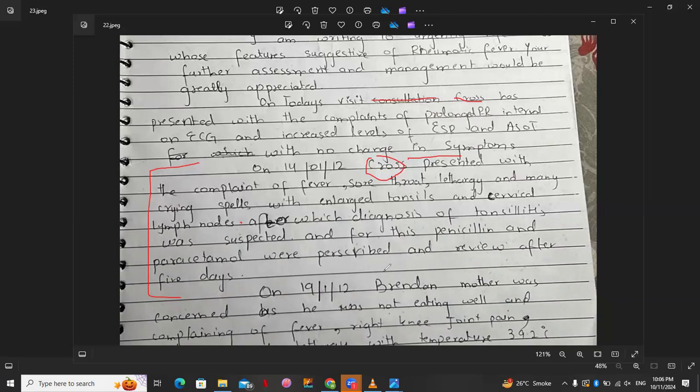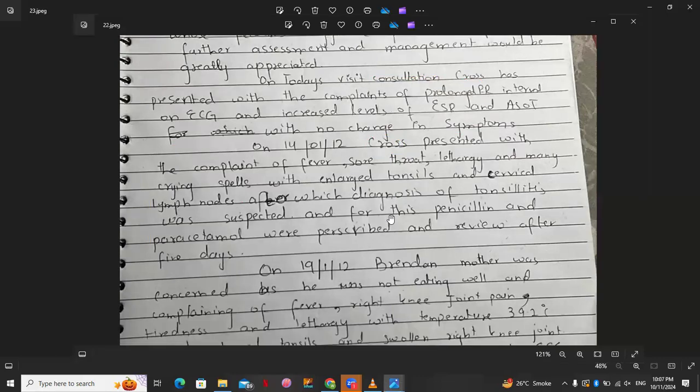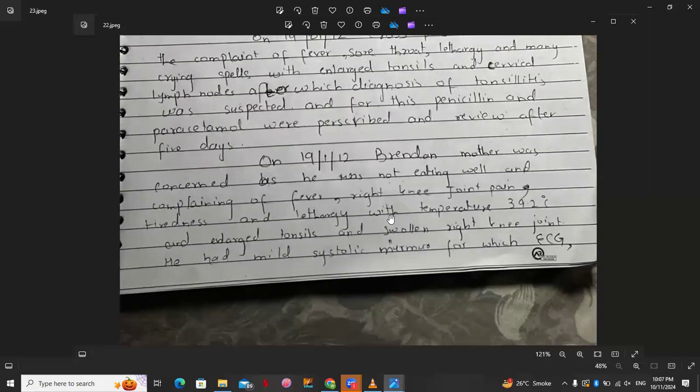These things are important, guys. Please focus. I am telling you guys on a daily basis that don't make these mistakes. But if you keep on making the same mistakes, then the problems will remain with you. Then on this date, Brendan's mother, not Brendan mother, it's Brendan's mother, was concerned. What is this? Because remember, there is no BCS. I told you guys.